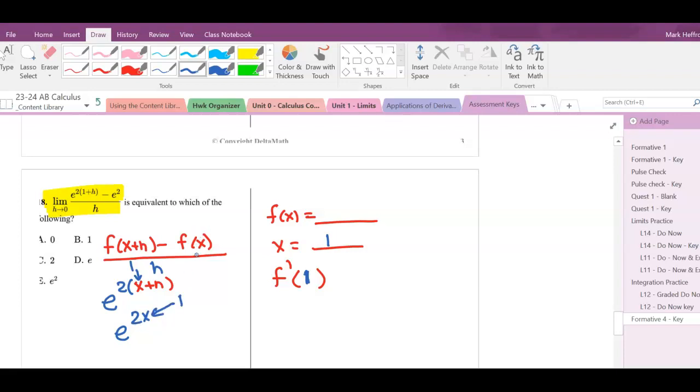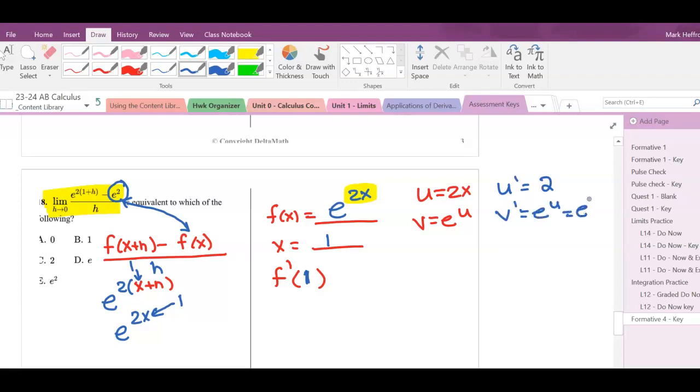Well, that becomes e squared, and e squared is in the place of f of x. So that means I want the derivative of e to the 2x when x is 1. So I'll go ahead and take the derivative. This is a chain rule problem. My inner function is u equals 2x, and v equals e to the u. My u prime is 2, and my v prime is e to the u, or e to the 2x.